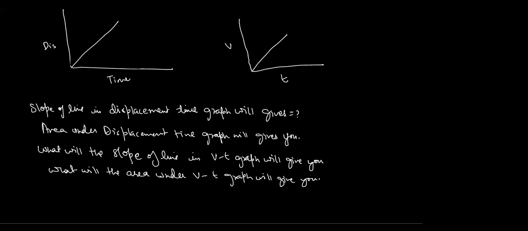Please let me know. Okay, Veer and Hamna, let me know, the slope of the line in a displacement time graph will give you what? Do you have any idea, Veer? What will the slope of the line in a VT graph give you?